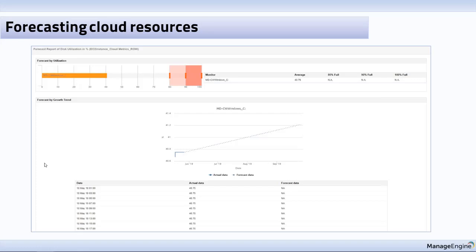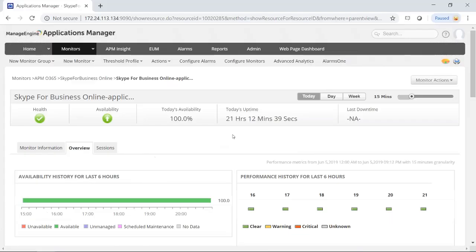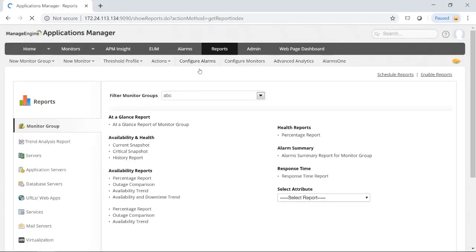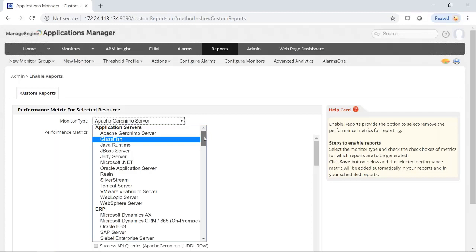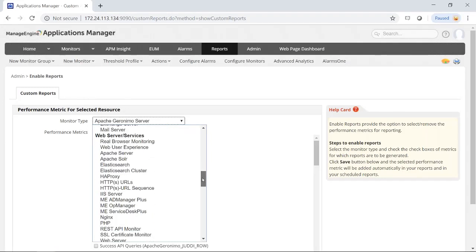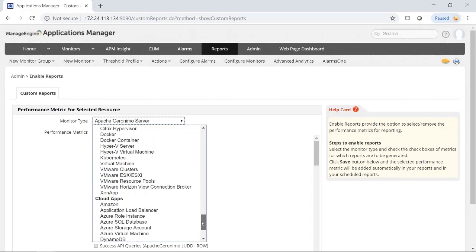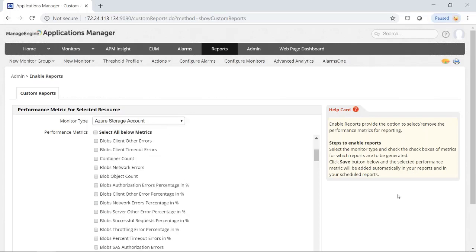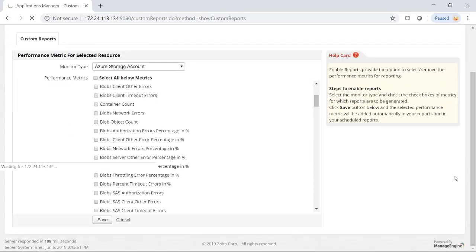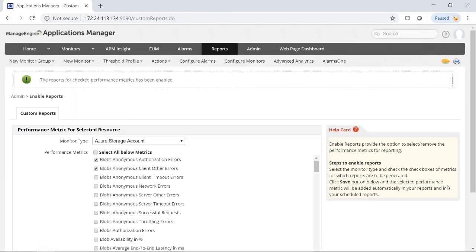Now let us go ahead and quickly see the same option in the UI to see how reports can be captured. To enable reporting for the cloud applications, a user has to go to the reports tab and click on enable reports. Once we click on enable, it lets the user navigate between the existing options. Cloud applications is one of the options where a user can choose an individual monitor, and one or multiple metrics can be enabled for reporting. Once this is enabled, forecasting or resource planning can be done with the help of these options.